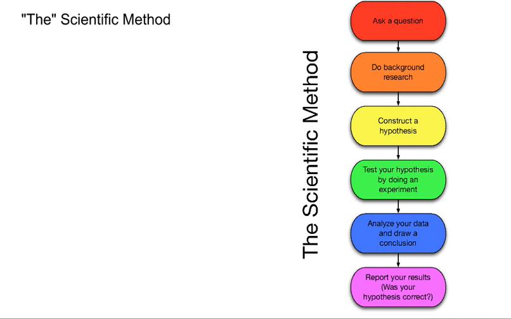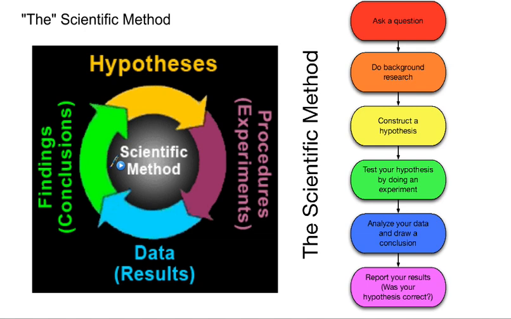I don't like this flowchart so much because in reality, science is more like this. You're constantly going around and around. There's no starting, there's no ending. Maybe sometimes you see somebody else's results and then you make a new hypothesis based on their results, and that gets you started. But it's a circular thing, and it's never done. Okay?